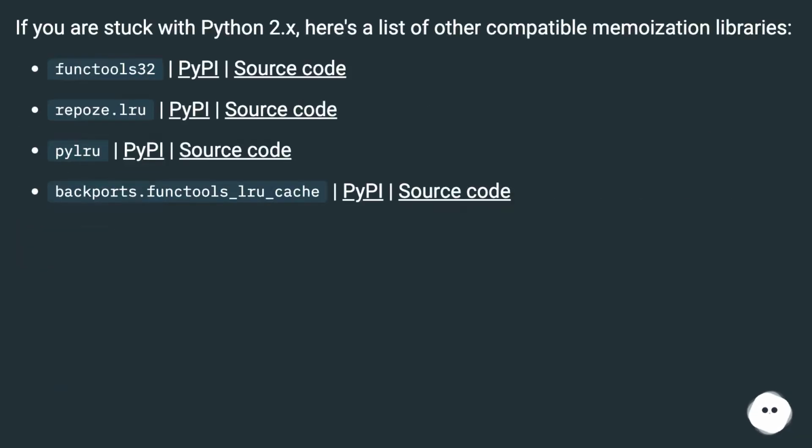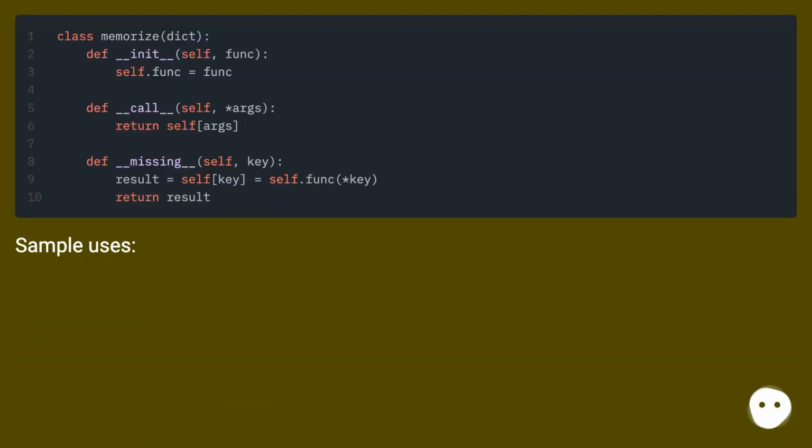If you are stuck with Python 2.x, here's a list of other compatible memoization libraries: functools32 PyPI source code, repoze.lru PyPI source code, pylru PyPI source code, backports.functools_lru_cache PyPI source code. Sample uses.